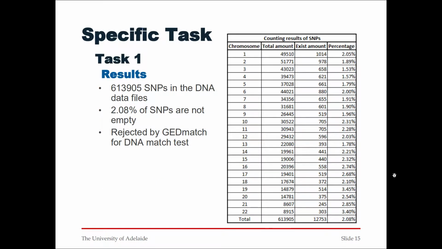And here is our outcome. As the table shows, there are more than 0.6 million SNPs in the Somerton Man's DNA file, but only about 2% of them are non-empty. This is far worse than we expected. Such low quality of DNA data was rejected by GEDmatch for DNA match tests, which brings us to task 2.